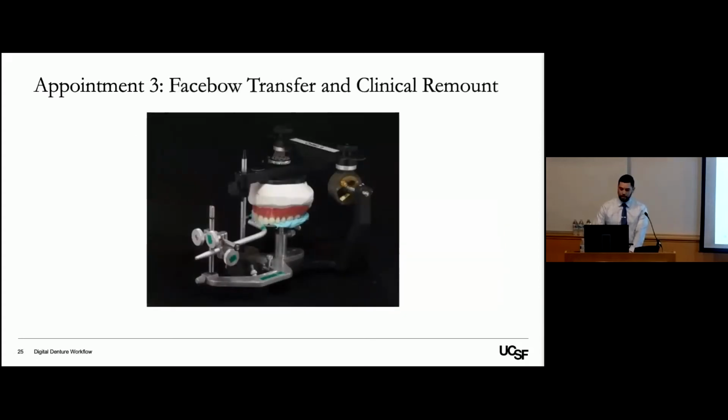Using a remount cast and a facebow record, I was able to mount the patient's dentures on a semi-adjustable articulator. Once this was mounted, I was able to perform my clinical remount to obtain balanced occlusion. After this, I reviewed at-home denture care instructions with the patient.